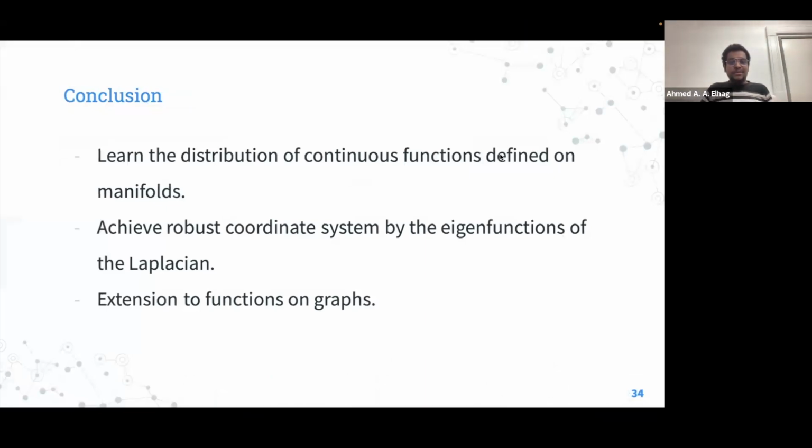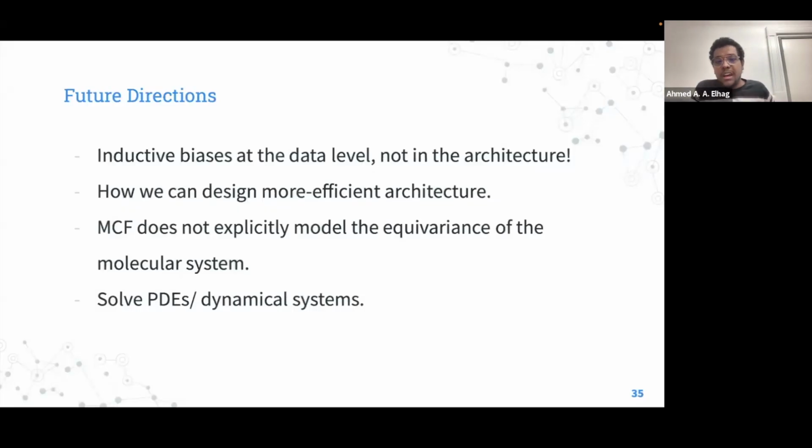Okay, we can return to the discussions. Let us conclude. We learned the distributions of continuous functions defined on Riemannian manifolds. We generalize this to different geometries and datasets, and we use eigenvectors of the Laplace-Beltrami operator as local coordinate systems or intrinsic coordinate systems, and then we formulate molecule conformers as functions on graphs. I also have a bunch of future directions if people are interested to consider this.